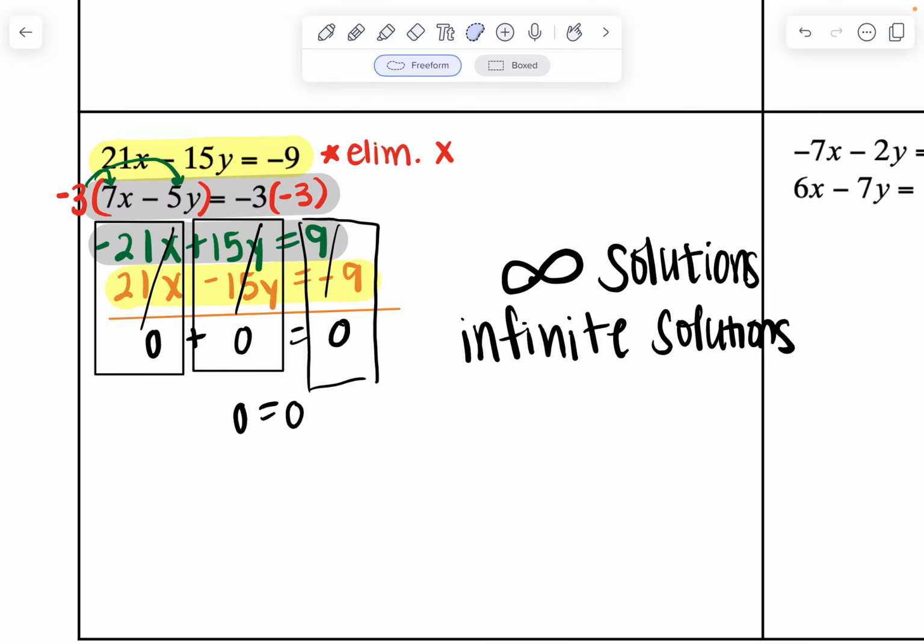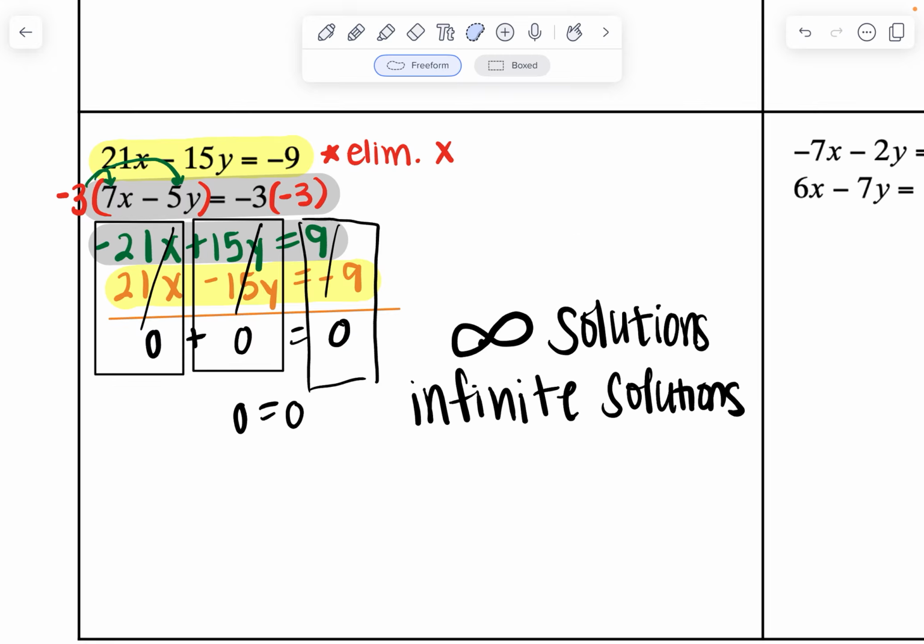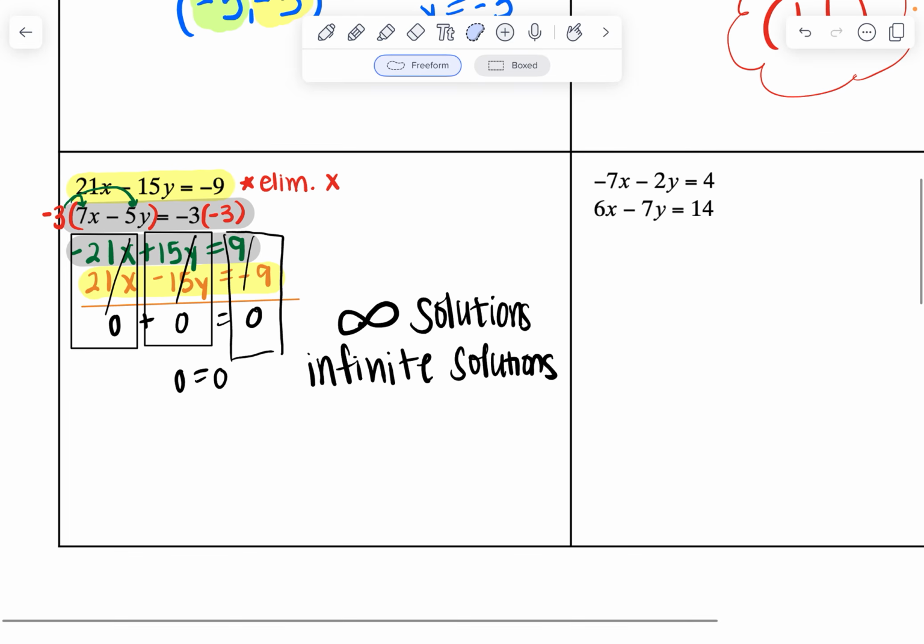If for some reason the x's and the y's both went away and you were left with an untrue statement, like let's say here I was left with 0 equals 4, then it would be no solutions. But in this case, those are actually the exact same line.